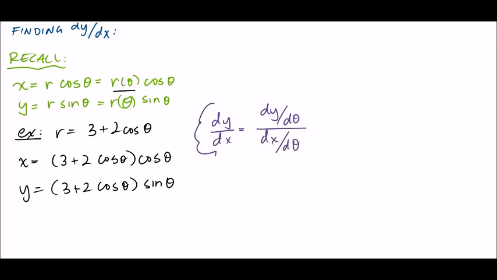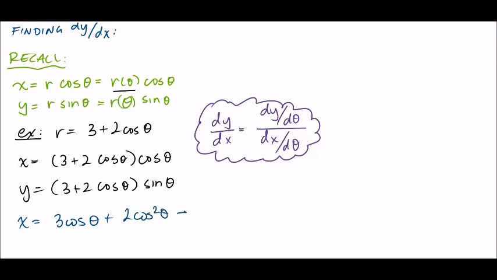There are going to be some crazy formulas you'll see online or in your textbooks, but essentially this is what that formula comes down to. Obviously, there are some product rules and things like that. It's a bit of a painful process, but let's take a look at x. If I multiply out, x is 3 cosine theta plus 2 cosine squared theta, and I can get dx d theta. If you work it out, dx d theta is going to be negative 3 sine theta minus 4 cosine theta sine theta.